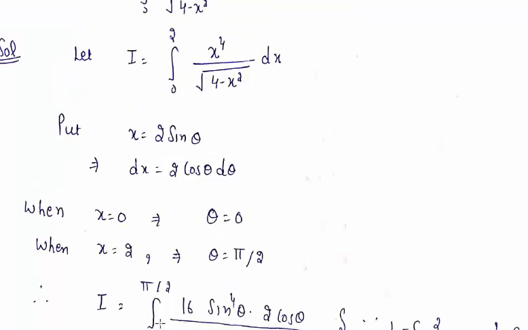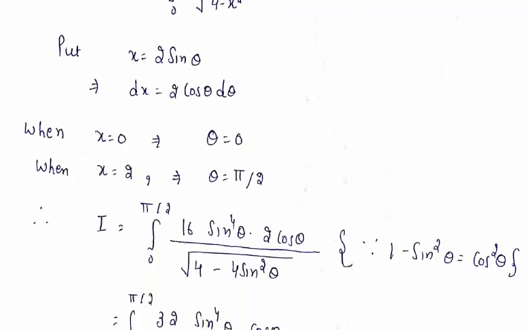So here we can write 0. Upper limit is 2, so theta is pi by 2. We can write pi by 2. Instead of x, we can put x equals 2 sine theta. So 2 sine theta raised to power 4 means sine raised to power 4 theta, and 2 raised to power 4 is 16. And the value of dx is 2 cos theta d theta. We substitute this value also.